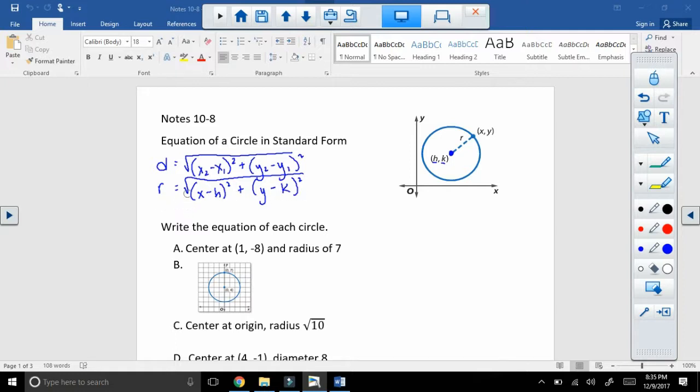The way that you'll usually see it, though, is without the square root sign. The way that you'll usually see it is R squared equals X minus H squared plus Y minus K squared. And you might see the R squared on this side. That's actually how I tend to write it, but it's the same exact thing. When you square this side, you square the radius, and this would be your equation of the circle.